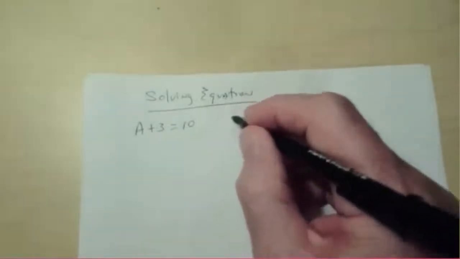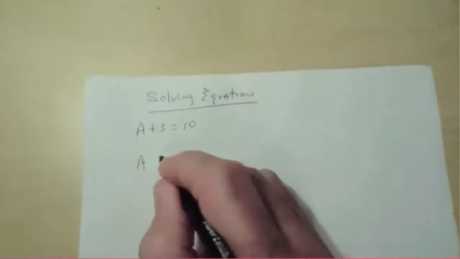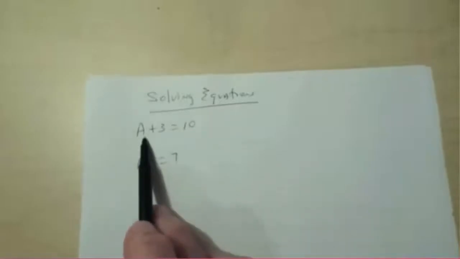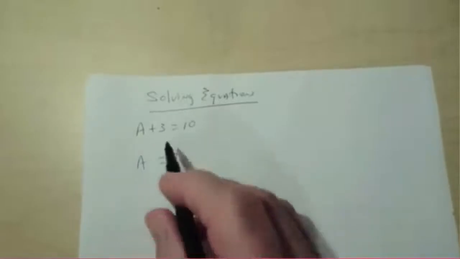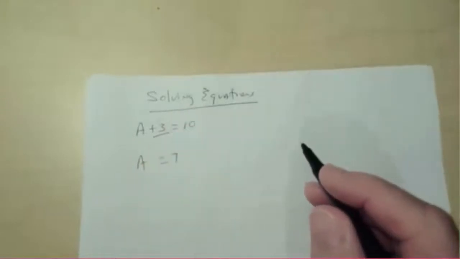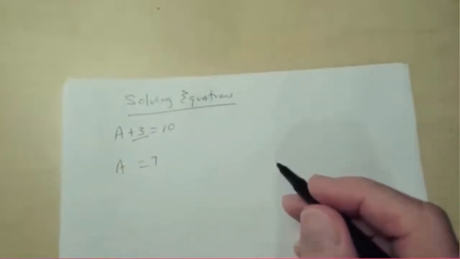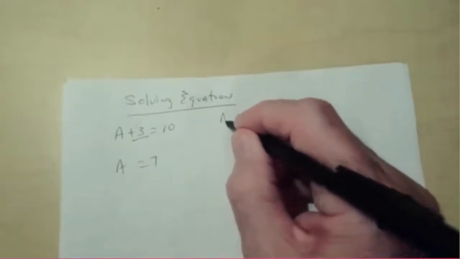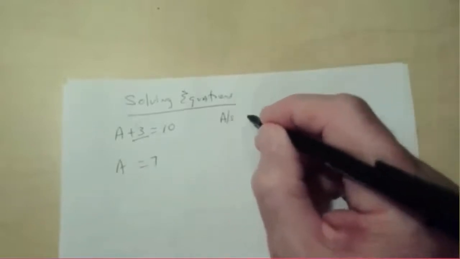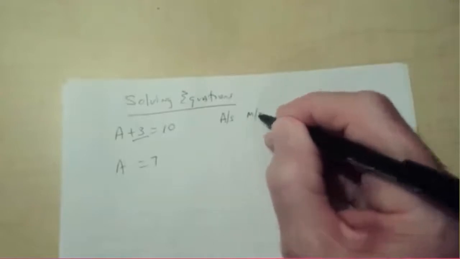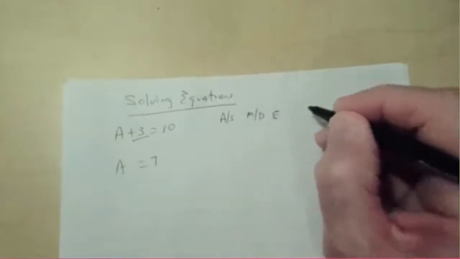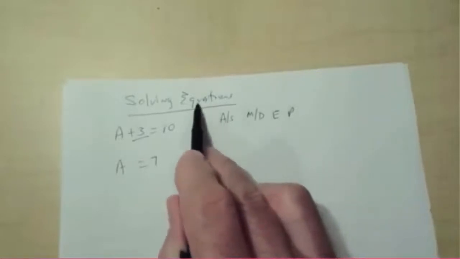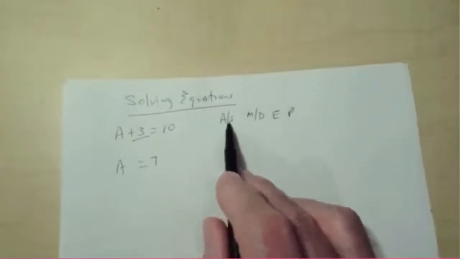We want a over here on this side and 7 over there. Now, what do we want to get rid of here? We want to get rid of the 3. Now, when we're solving equations, you do PEMDAS backwards. First, we get rid of addition, subtraction, then multiplication, division, then the exponent, then the parentheses. So we're going to do this first. When you're solving equations, get rid of addition, subtraction first.